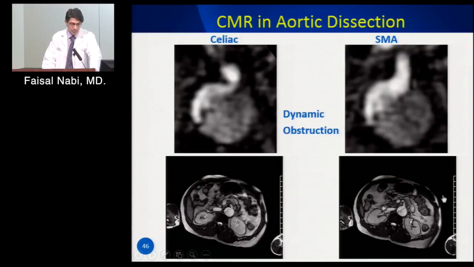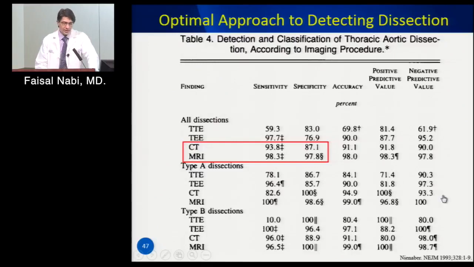This is just an example with CMR of how you can actually observe dynamic obstruction. With the MRA images, the simple MIP images, because these images may be a mix of systole and diastole, you may not actually see the dynamic obstruction of the branch vessel by the flap. But if you were to play a dynamic image, you would see that flap occlude the vessel with associated flow acceleration. And you should know by the IRAD registry that CT, CMR, and also TEE are very, very accurate for making these diagnoses.